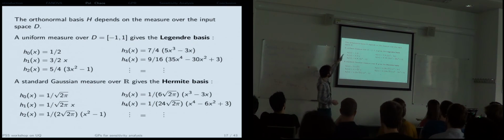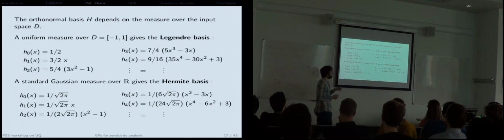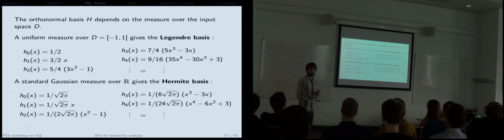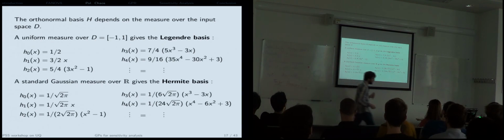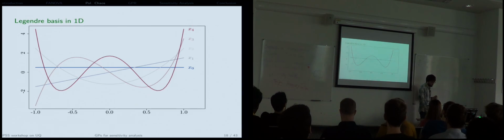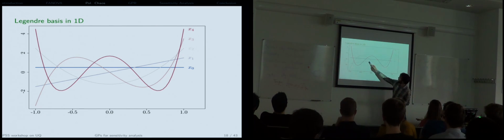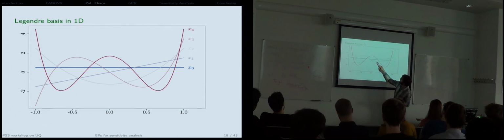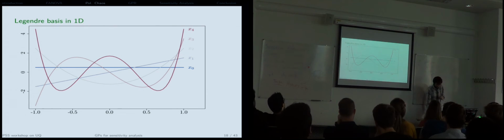For example, if we take a uniform measure over a one-dimensional input space given by [-1, 1], this is what we obtain when we do the orthogonalization of the usual polynomial basis. If we take a Gaussian measure over R, we obtain another family of polynomials. This is basically how they look for the Legendre basis. We have our constant function, then something linear that is orthogonal to the first function, and so on with increasing degrees.